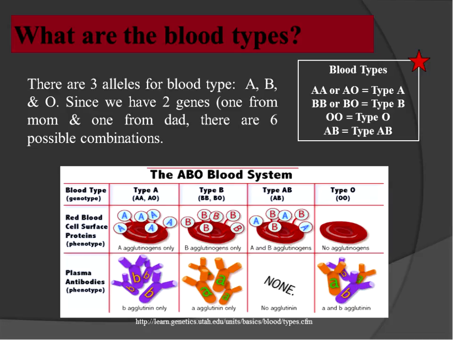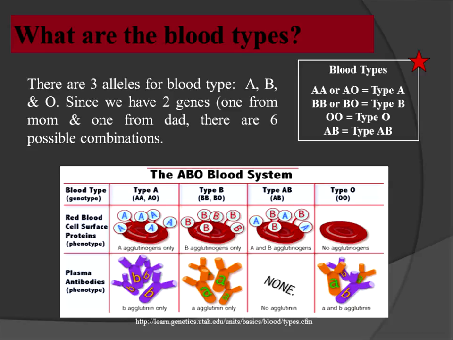So the only way to be type O is to get an O gene from both parents. And this actually means that you do not have any of the protein markers. Those A or B markers are not present at all. Your blood cells are basically bare. So what this means as far as your immune system is concerned is what your body will actually see as foreign invaders and what it will see as being part of the body.